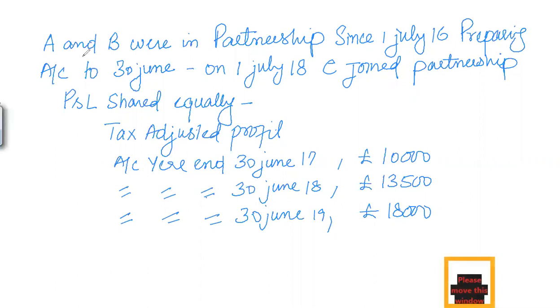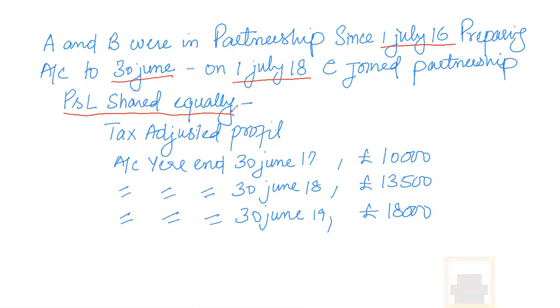So let's see, A and B were in partnership since 1st July 2016. It's their commencement date, preparing accounts to 30th June. And then from 1st July onwards, C joined the partnership, sharing profit and loss equally. So profit and loss shared equally means between A and B, and now between A, B, and C.